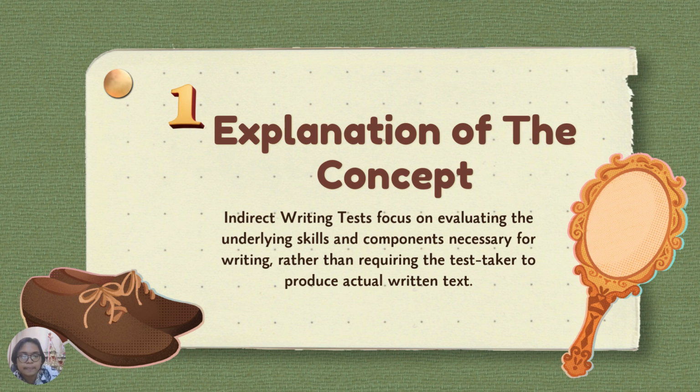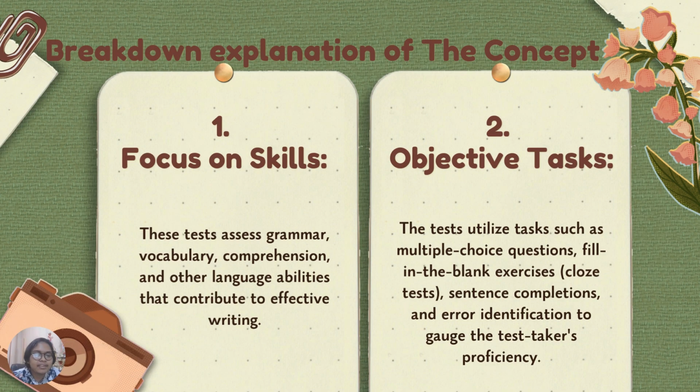This is the first part of what we'll talk about, the explanation of the concept. Indirect writing tasks focus on evaluating the underlying skills and components necessary for writing, rather than requiring the test taker to produce actual written text. Breakdown explanation of the concept. Number one is focusing on skills. These tests assess grammar, vocabulary, comprehension, and other language abilities that contribute to effective writing.